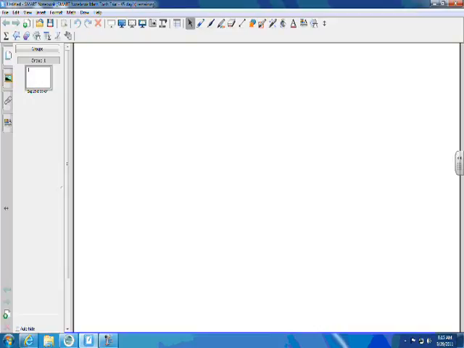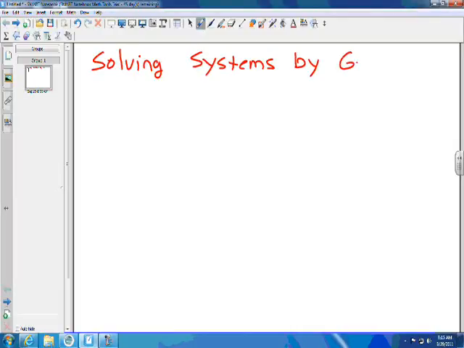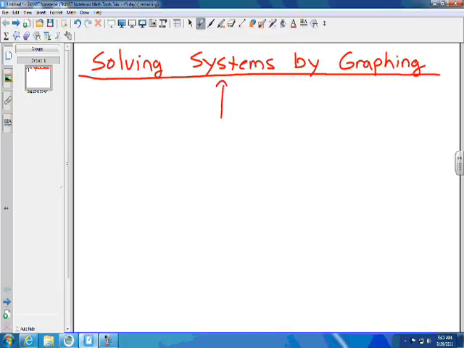So, starting section 3.1, solving systems by graphing. There are only 5 sections in this chapter, and they are all very similar. The goal is the same pretty much all the way through the chapter. You just have different methods to get to the goal. The first method we will be using is graphing, and we are solving systems.